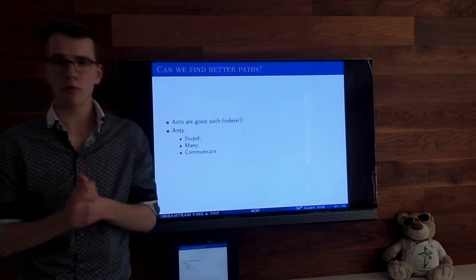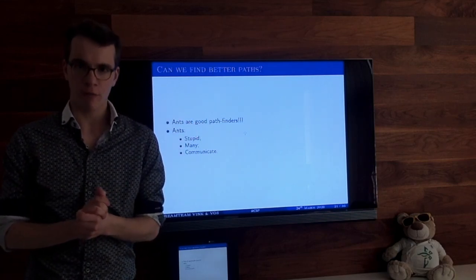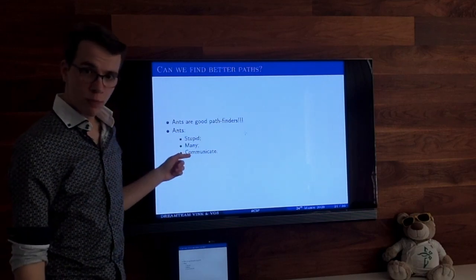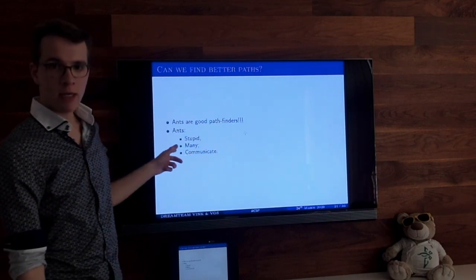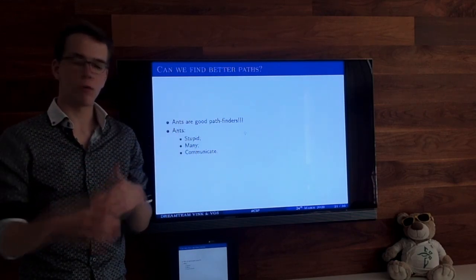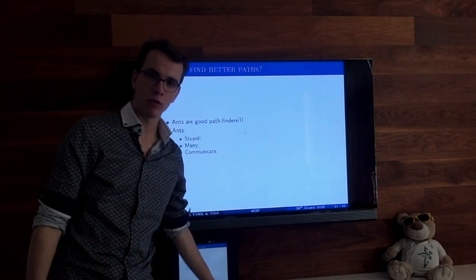So let's first talk a little bit about ants. Ants are very good path finders. Ants, so what are ants? Ants are very stupid, but there are many of them and they communicate. And by this, an ant colony can perform very complex and very efficient behavior. Let's have a look at how they do it.